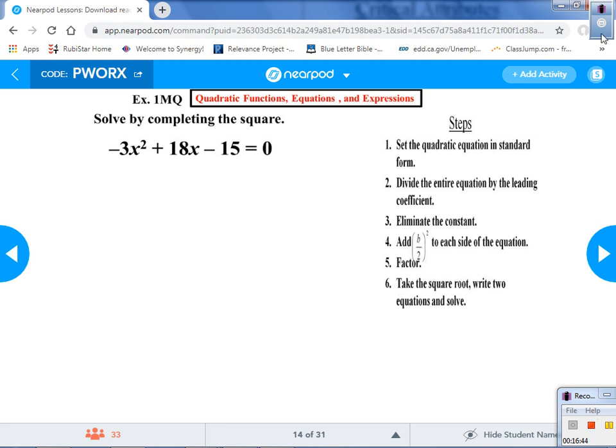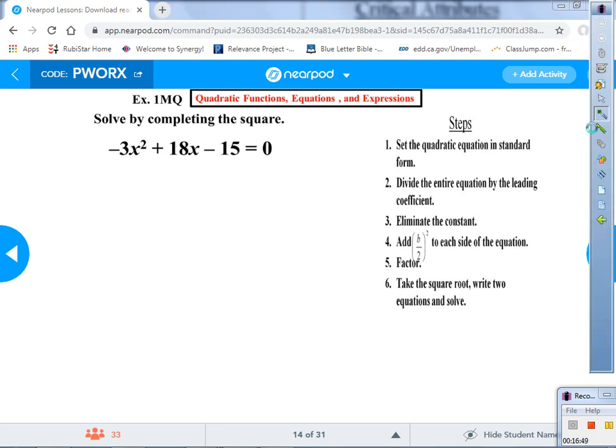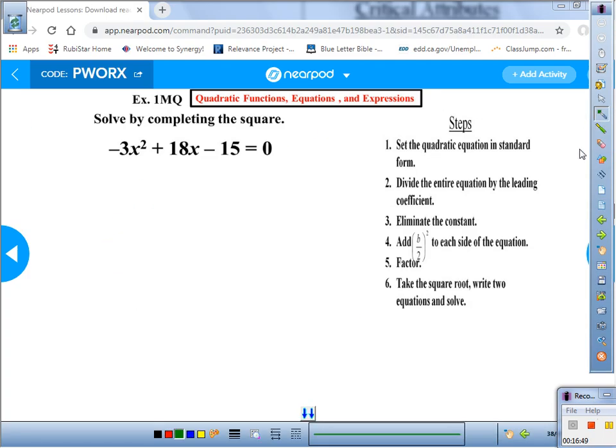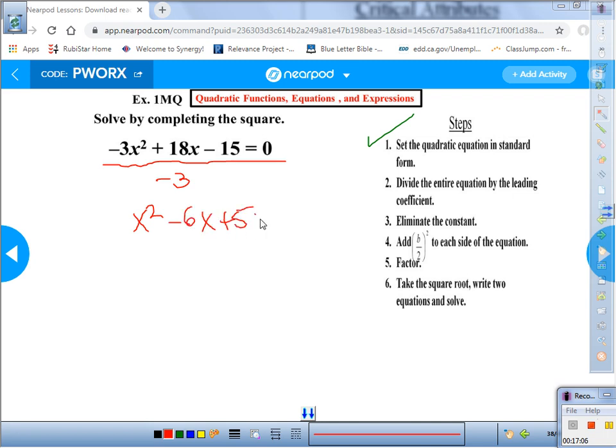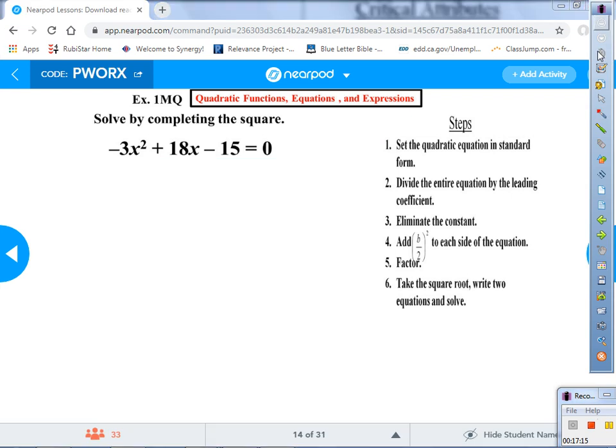Look up. Let me show you why it's important to practice the process. Step 1, it's done. What is step 2? Divide by the leading coefficient. What's the leading coefficient? Negative 3. This leaves us with x squared minus 6x plus 5 equals 0. Does this look familiar? Yes. Don't skip steps.